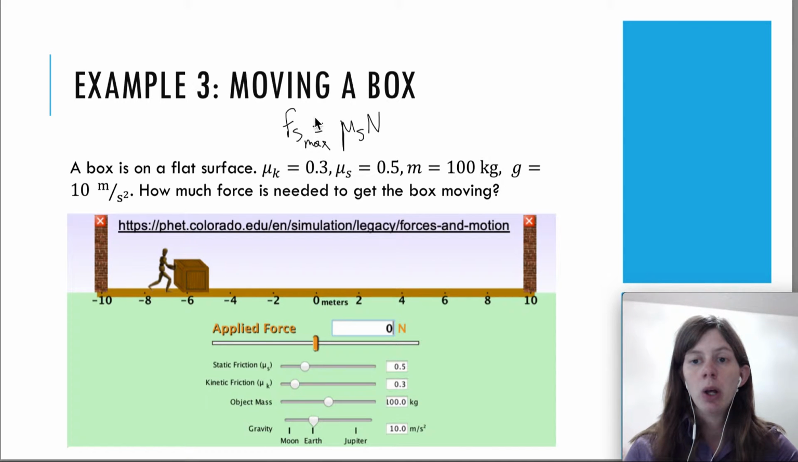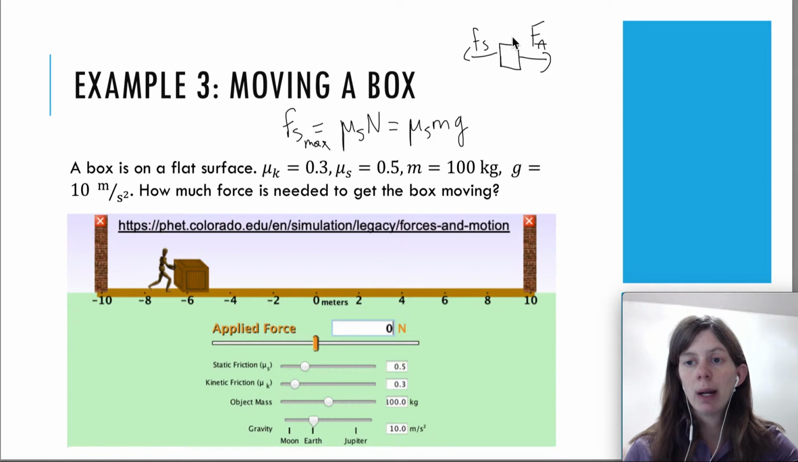In general, you can use this equality when there's something in a problem that says you want to get it moving, or it's about to slip, something like that, that tells you it's the maximum value. Like in the previous video, that normal force is going to equal mg. If we were to draw a free body diagram for this, you'd have the pushing force, F applied, you'd have the static friction force going left, the normal force upward and the weight going down.